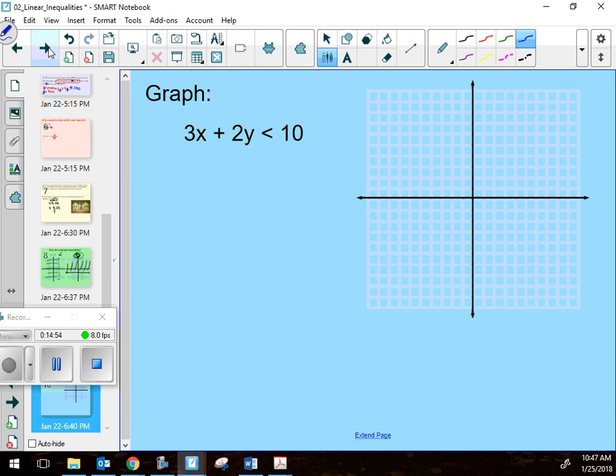solved for y. Do you get how solving for y is smart? Because it gives you y equals mx plus b form. You know the y-intercept right away. There's all kinds of good things that come from this.